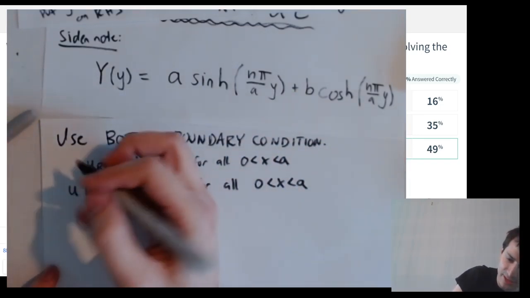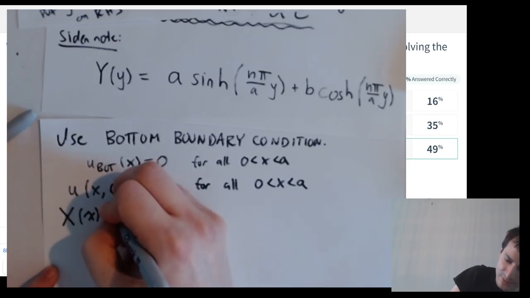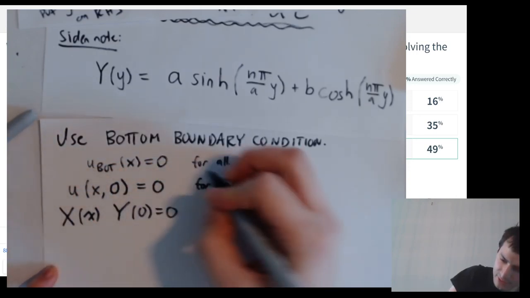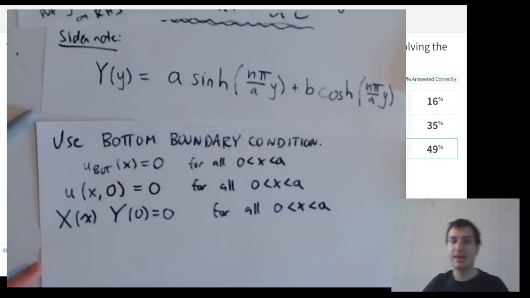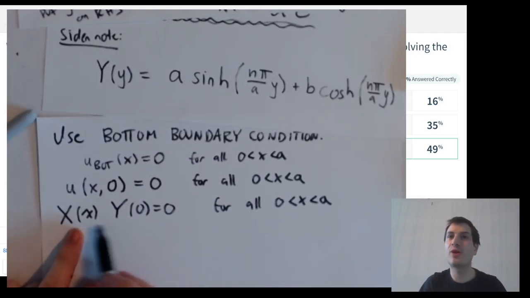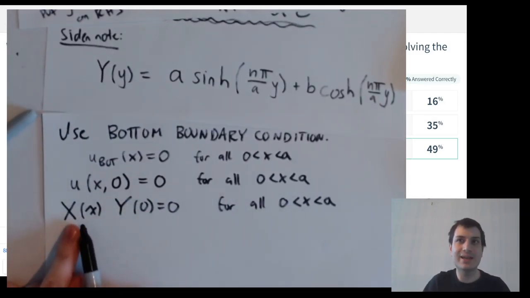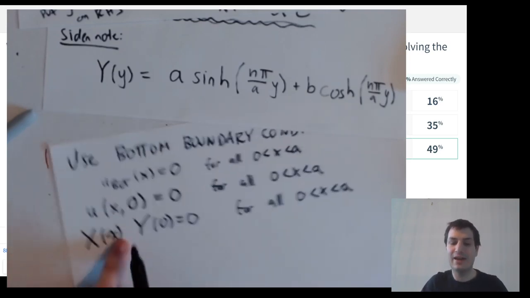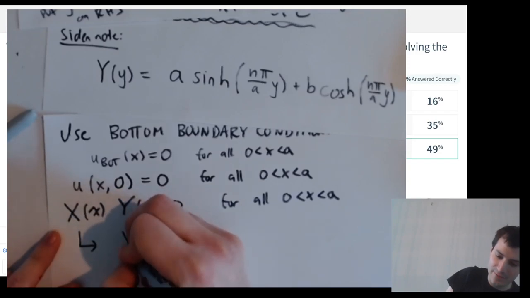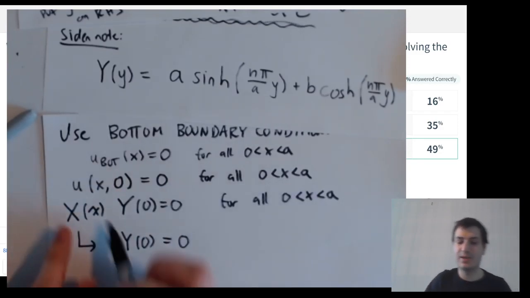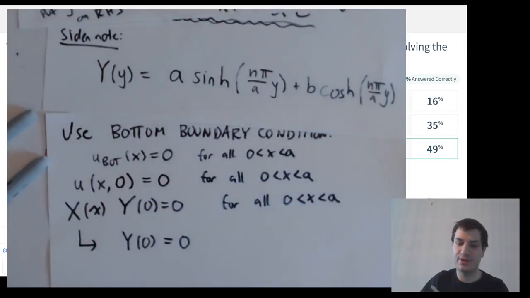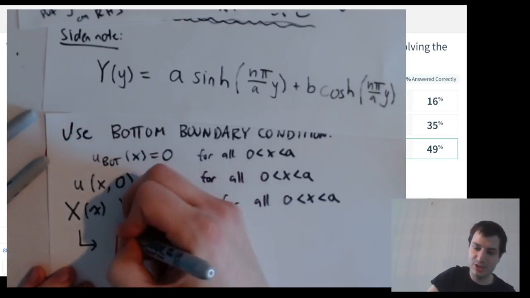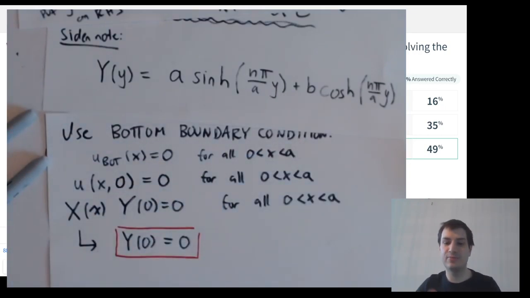But u of x and 0 is X of x times Y of 0, so that's 0. And again, this is true for every value of x, but it can't be that the function capital X is always 0. It's got to have at least one non-zero value. And at that point, we can conclude that Y of 0 must be equal to 0. So we can cancel out the X of x at any of its non-zero values, and we get that Y of 0 equals 0. Because of the bottom boundary condition, Y of 0 has to be 0.